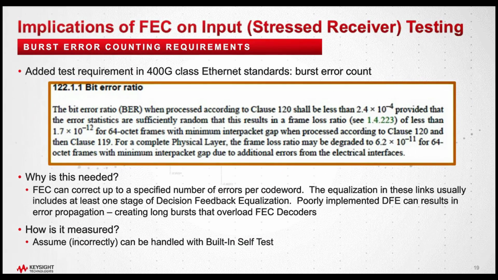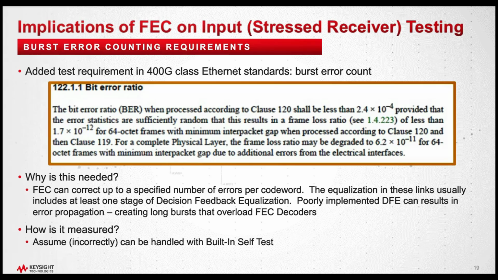Okay, and here we see an actual quote from the 802.3bs project in 400G Ethernet, where a frame loss ratio is specified. And you see that, in addition to an aggregate BER, we have to measure an aggregate BER of 2.4E-4, and then we have some additional requirements for the frame loss ratio measurement. And why do we need that?